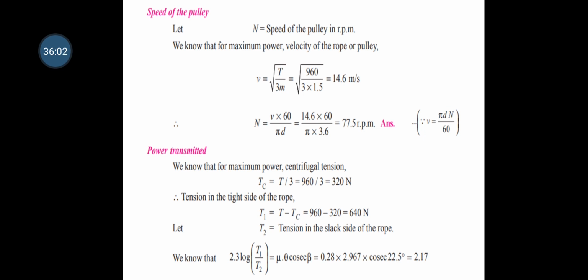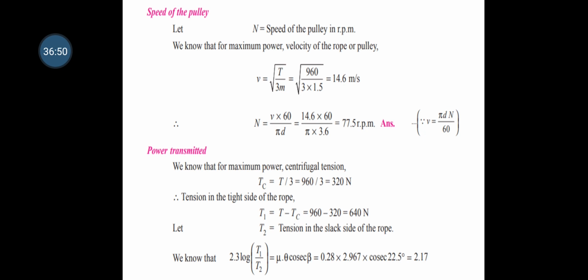We know that the maximum velocity of the rope and the pulley, V, is equal to square root of T divided by 3m. T is the maximum possible tension in the rope, that is 960. So V equals square root of T divided by 3 into mass, and we are getting the velocity V is equal to 14.6 meter per second. Velocity V is equal to pi d n divided by 60. By solving these equations we find the speed n, that is, N is equal to 77.5 rpm.